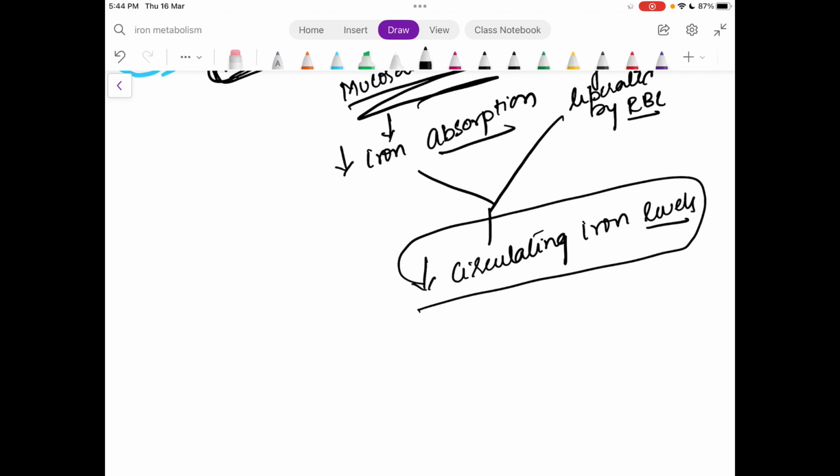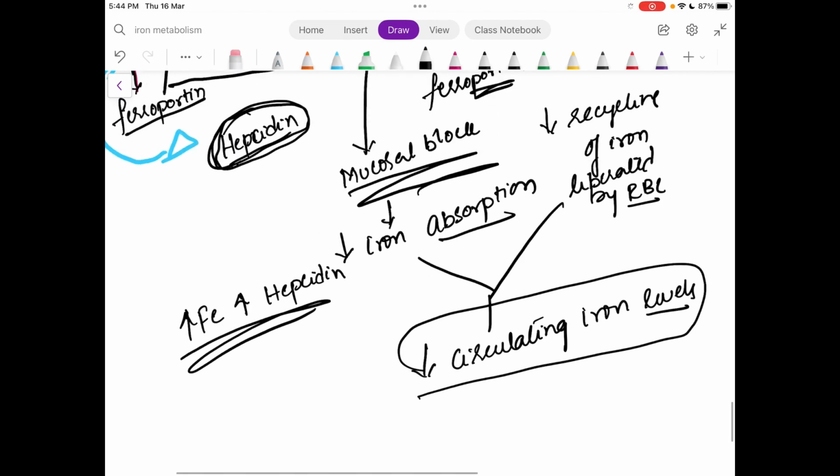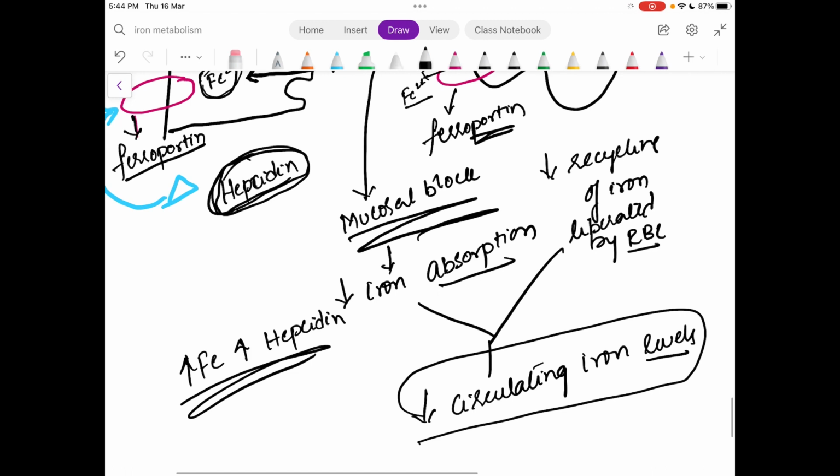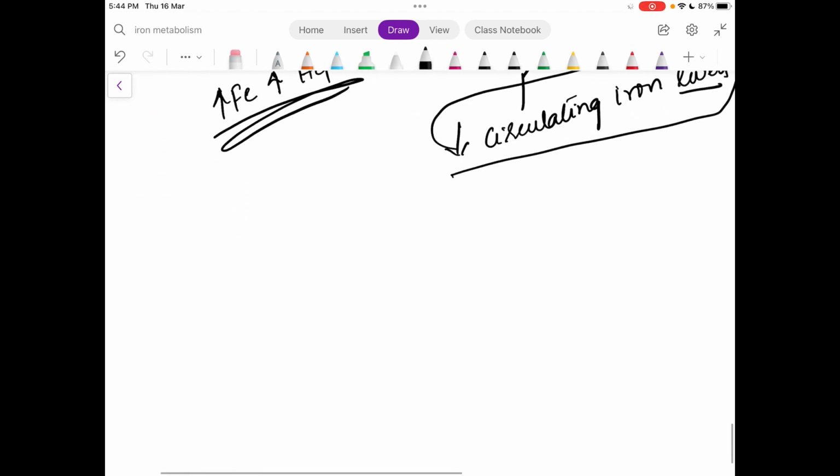Whenever iron levels are increased, this process will happen. Whenever iron increases, it increases hepcidin levels. This is called the mucosal block theory. What happens to the intestinal cell? Gradually, intestinal cells are sloughed off. The iron will also go away with the intestinal cells. That is iron regulation by mucosal block theory.